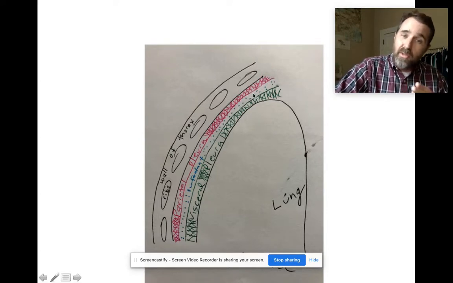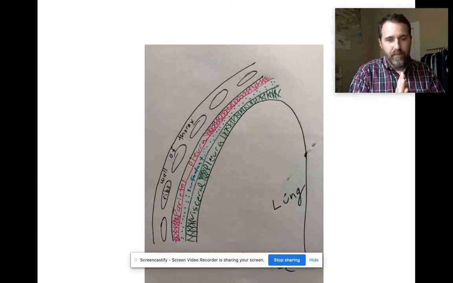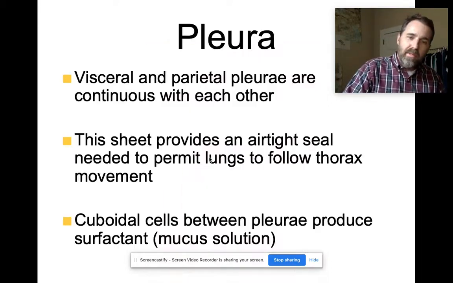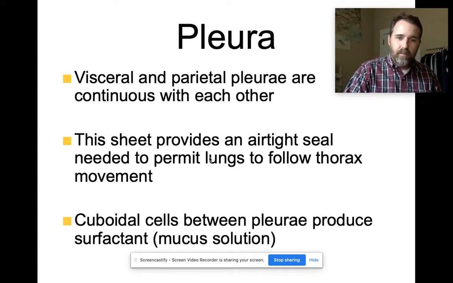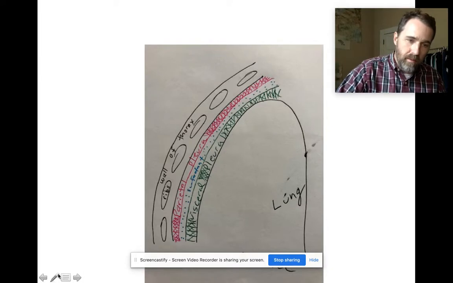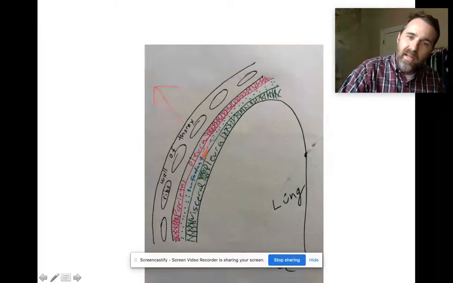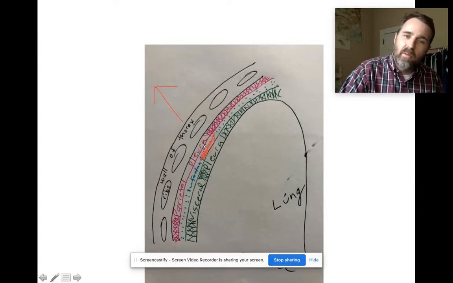But they are not glued to each other. Between the parietal and the visceral pleura, there's nothing but surfactant. So what happens is that when the chest wall is expanded, there's no way air can get in or out from between the parietal or visceral pleura.